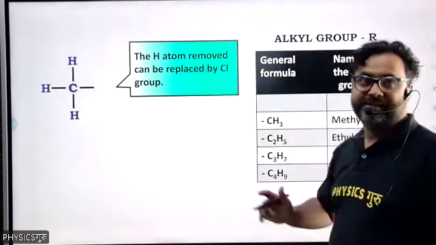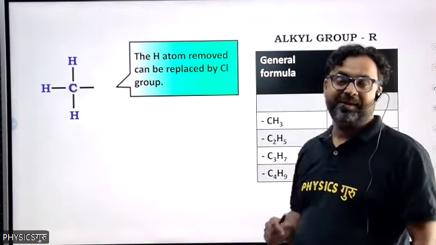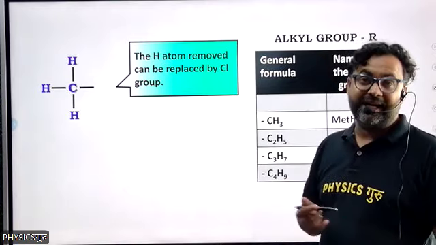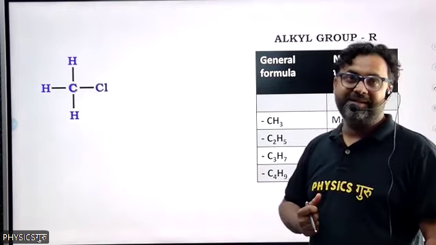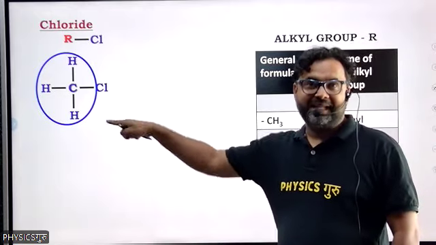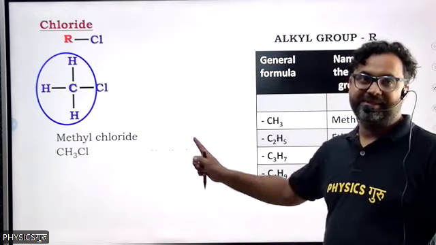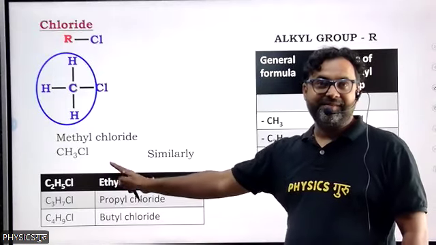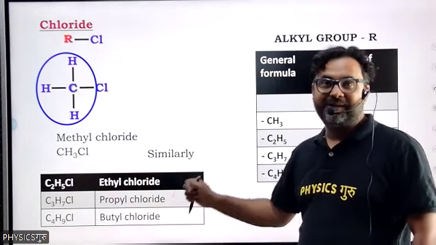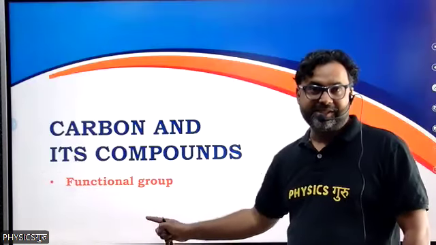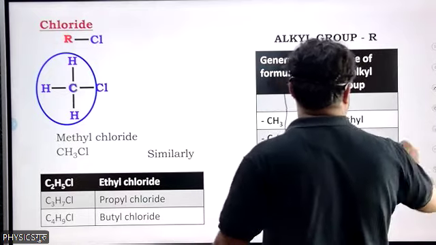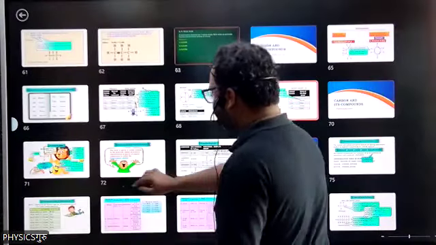Now see this structure. We have a methyl group, and we can remove a hydrogen atom and put a chlorine group to it. It will give rise to a chloride. So it will be methyl chloride, CH3Cl. C2H5Cl is ethyl chloride. C3H7Cl is propyl chloride. C4H9Cl is called butyl chloride.